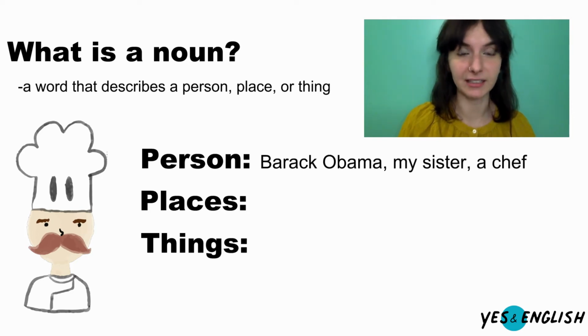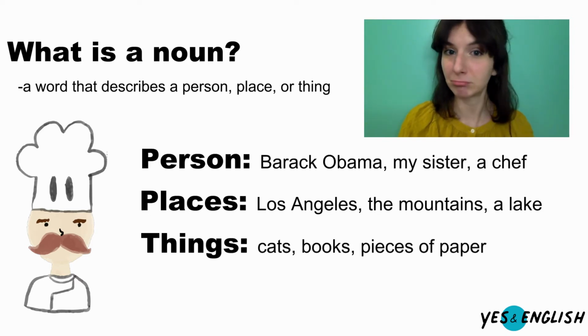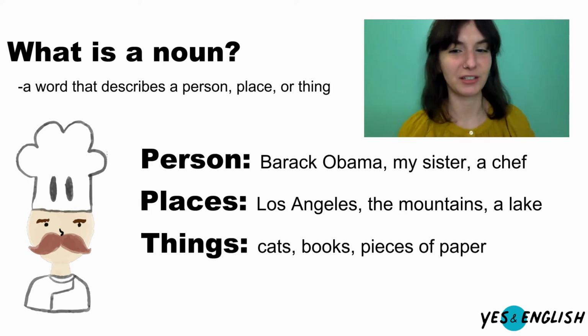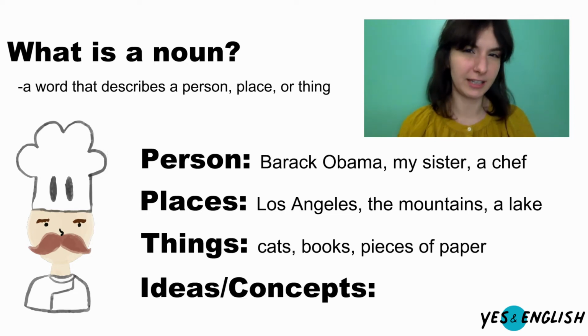Nouns can also be places like Los Angeles or the mountains or a lake. And they can also be things. Okay, they can be cats. I'm going to talk about cats a lot in this video because I like them, and I think as you watch these videos, you'll figure out that I'm a big cat person. So I hope you like cats too. So things can be cats. They can be books. They can be pieces of paper, right?